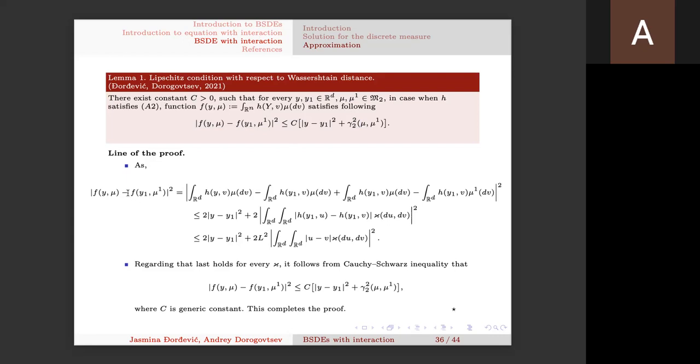If we estimate the distance, then subtract this member with the integral with respect to function h, which depends on y1 and v, then applying an elementary inequality and the Lipschitz condition for function h, we have the last line, which holds for any kappa, and directly from the Cauchy-Schwarz inequality, the lemma is proved.